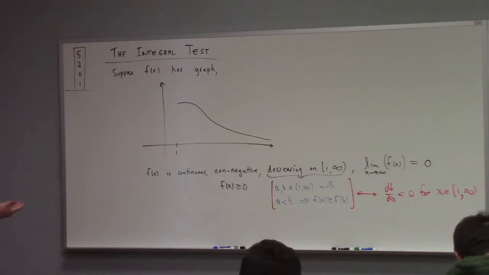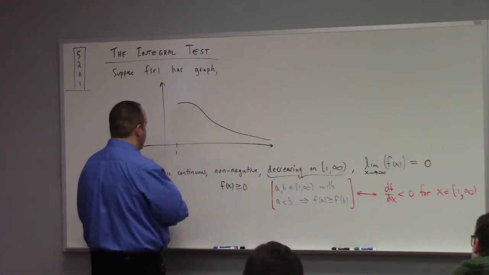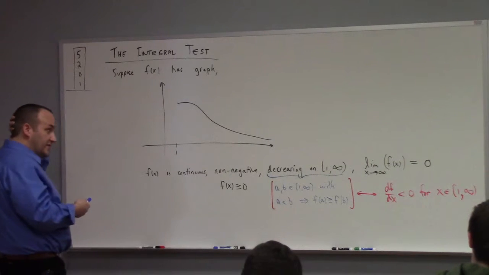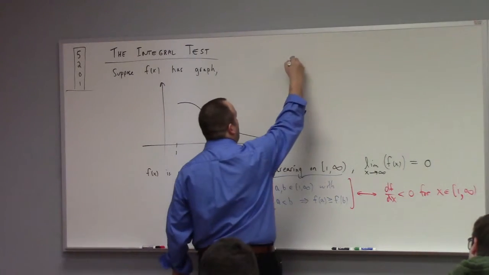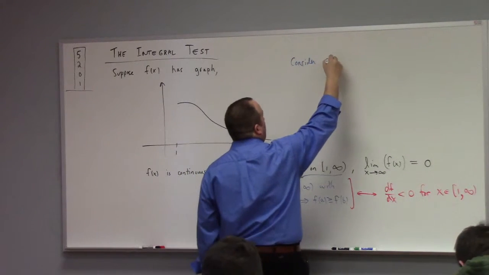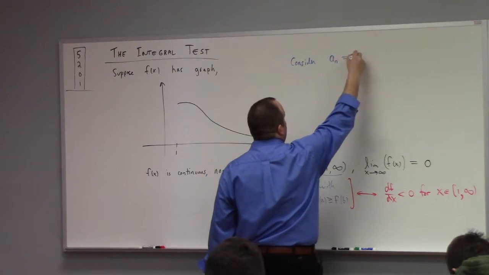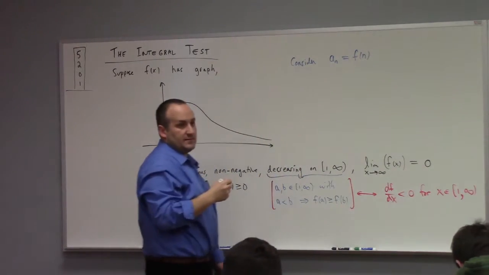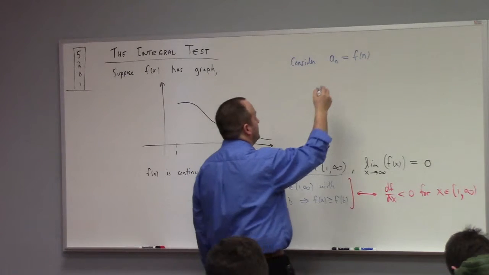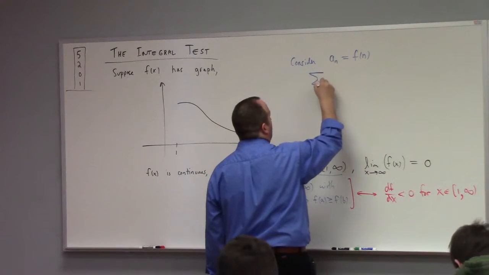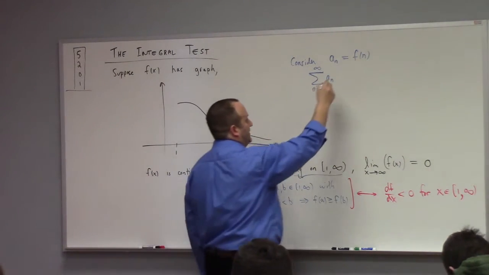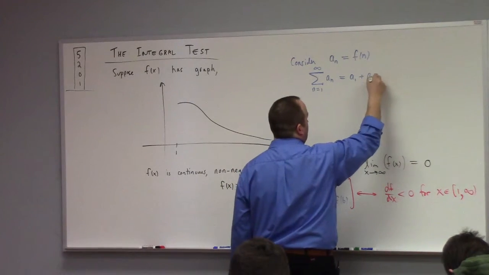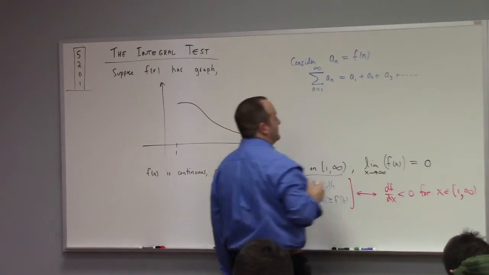Well, what it has to do with series is very much related to the conversation we had previously in the course about left and right endpoint rules, right? Like if you consider a sub n equal to f of n in this context, then let's see here. The sum n equals 1 to infinity of a sub n is equal to what? That's equal to a1 plus a2 plus a3 plus dot dot dot, right?